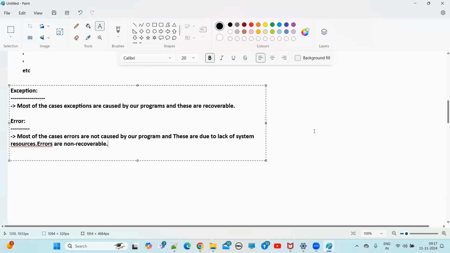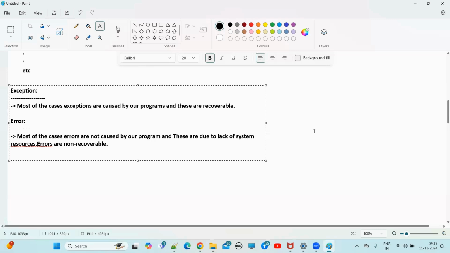Lack of system resources means, see, memory, out of memory error. So when you get an out of memory error, being a programmer, we can't do anything, guys. Then the program will be terminated abnormally. Okay, system or server, here see, out of memory error we will see, right? Usually out of memory error means what? While executing the program, there is no memory in the heap.